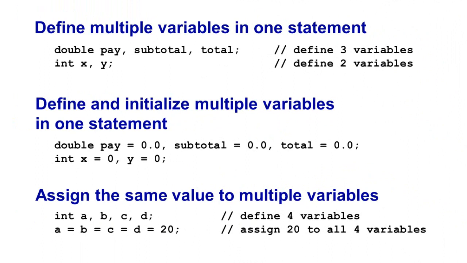On this slide, note the comma operator, which supports multiple declarations and/or assignments on a single line. Pay special attention to the last line on the slide where the four variables A, B, C, and D are declared as integers on the line above, and here are assigned the value of 20 from right to left.